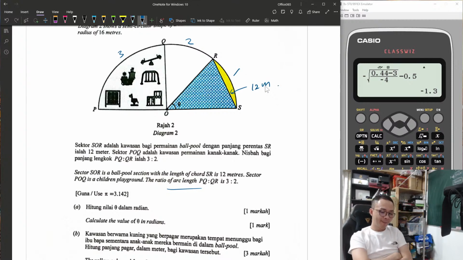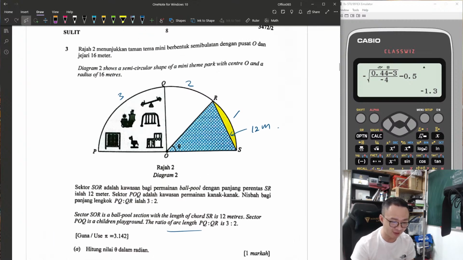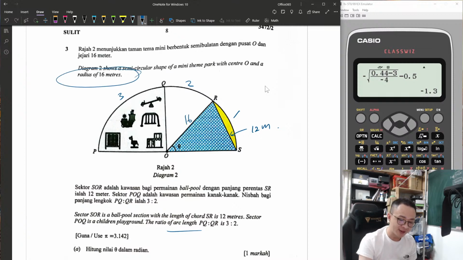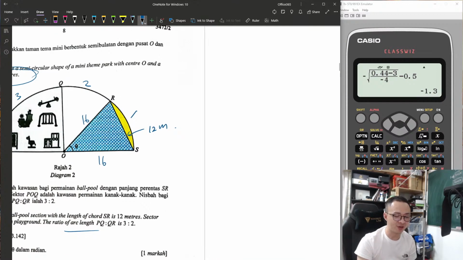Okay, so calculate the value of theta in radian. Okay, so we have some 12 meter. Do we have radius? Does the question tell us anything about the radius? Yeah, 16. Then I have a triangle to solve to find the theta. 16, 12. This theta.